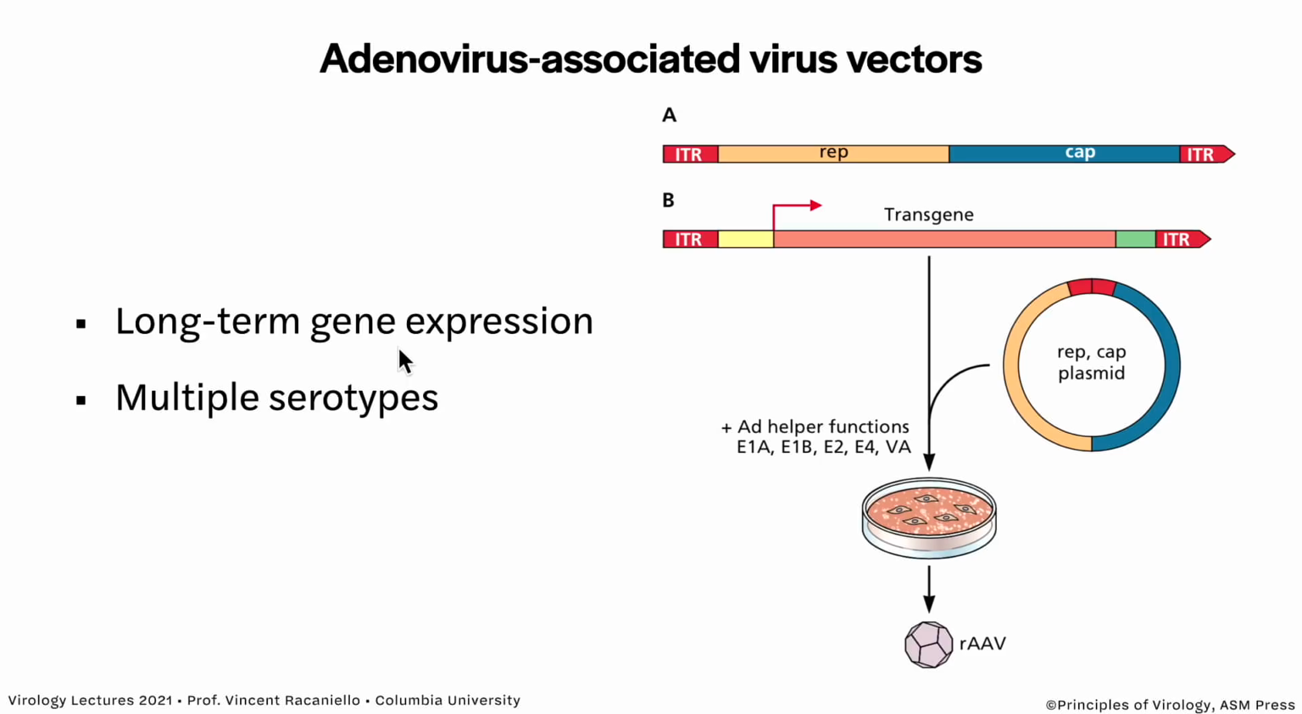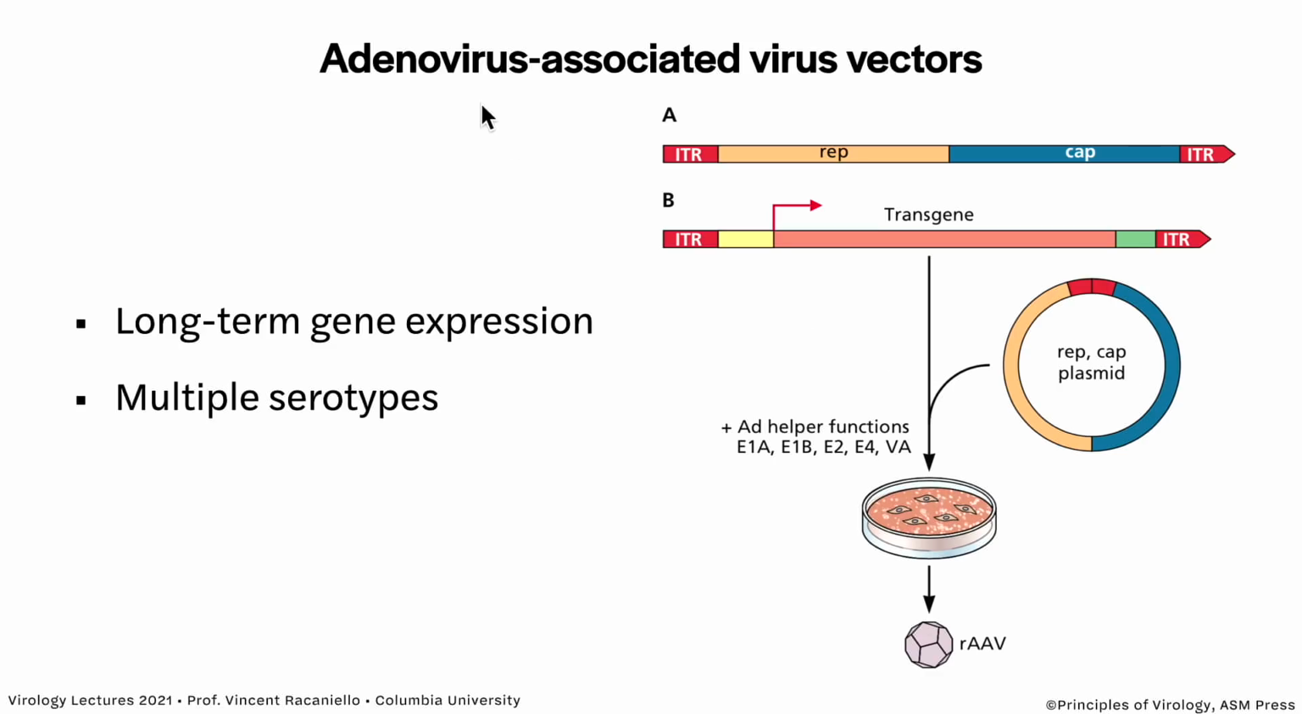We didn't realize that. And so what you do here is you delete the genes. You take out the rep and the cap. So now you can put a transgene in there. You can put a promoter in there. You leave the inverted terminal repeats on. And what you do is you take the plasmid with your transgene, you put it in cells. Along with that, you put a rep and a cap plasmid. Will provide capsid proteins to package the recombinant AAV.